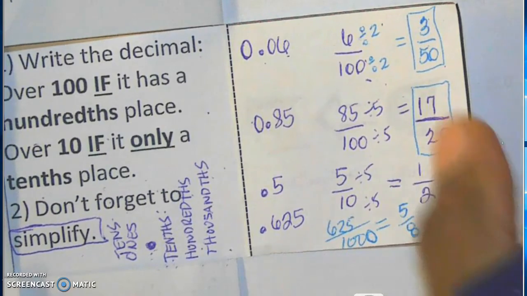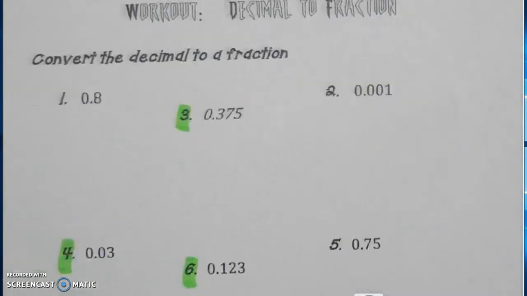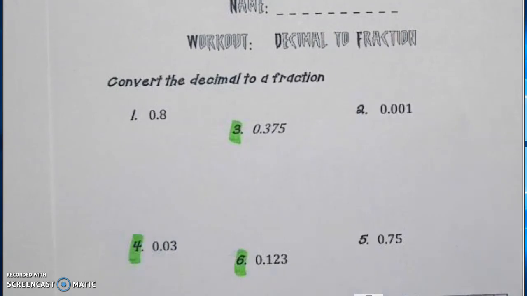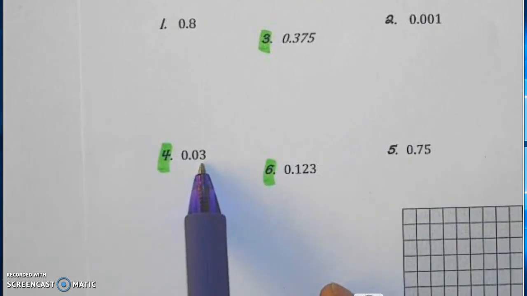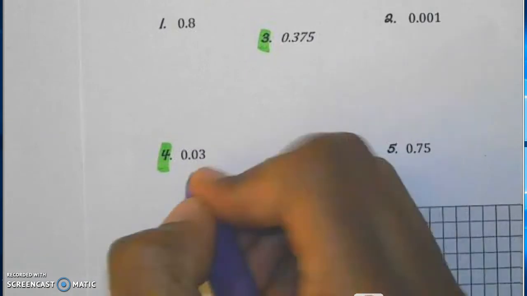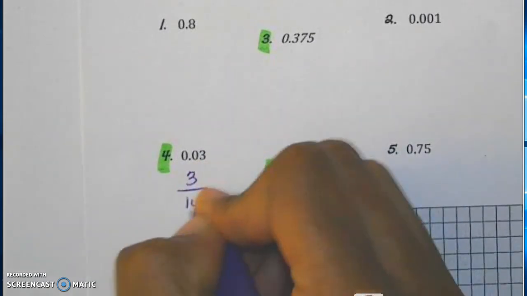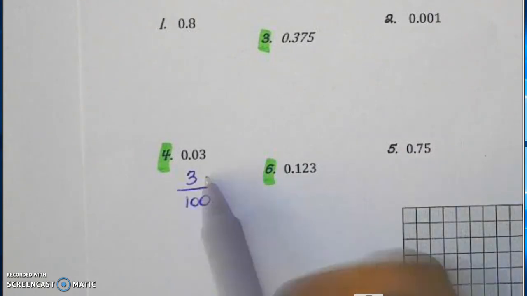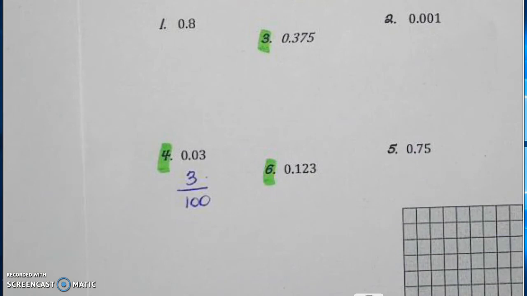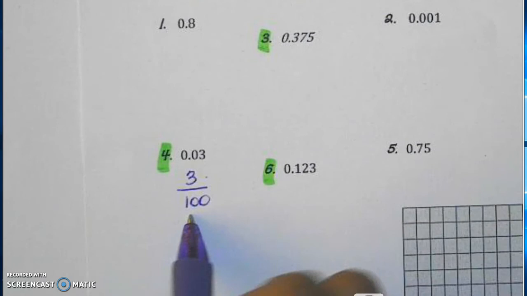So let's jump right into the assignment for tonight. How do we convert decimals to fractions? First of all, let's look at the easy ones. Let's go with number 4. It is 3 and it is in the hundredths place. So I'm going to write 3 over 100. 3 is a prime number. The only numbers I can multiply in the entire world to get 3 is 1 times 3. And nothing times 3 will give me 100, so I'm done. It is in simplest form.